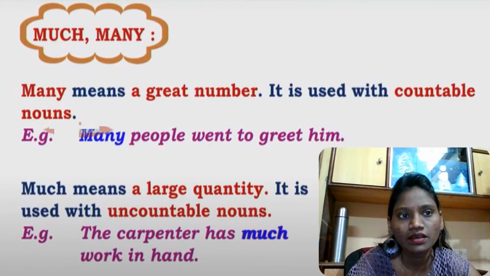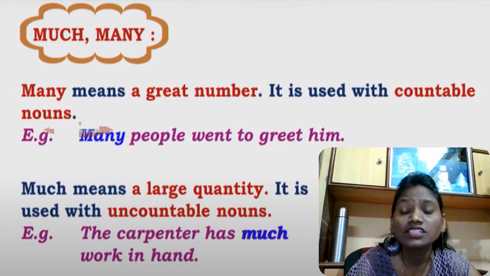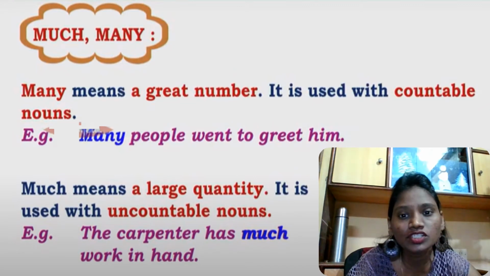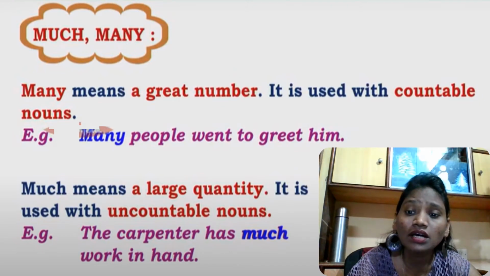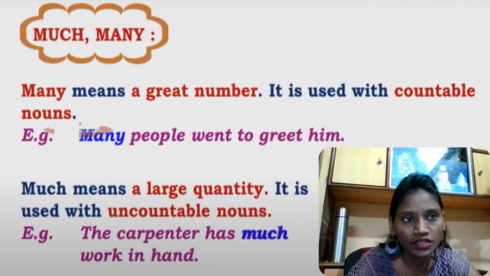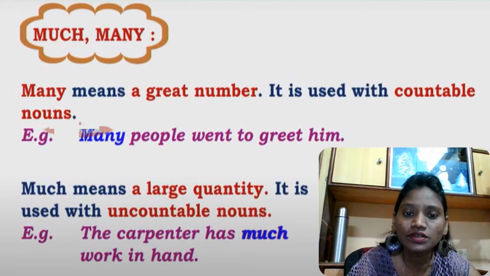Much, many. Many means a great number. It is used with countable nouns. For example, many people went to greet him. Much means a large quantity. It is used with uncountable nouns. For example, the carpenter has much work in hand.